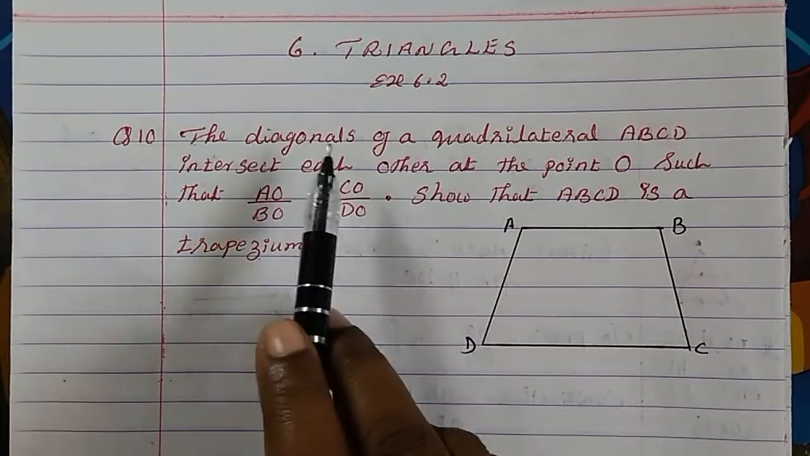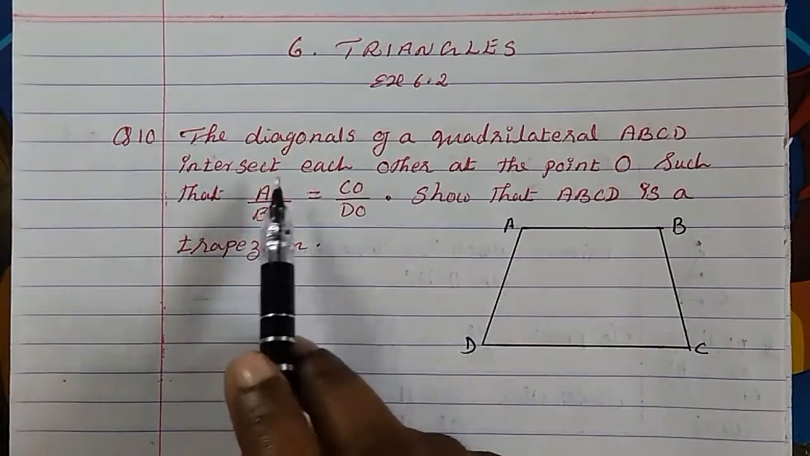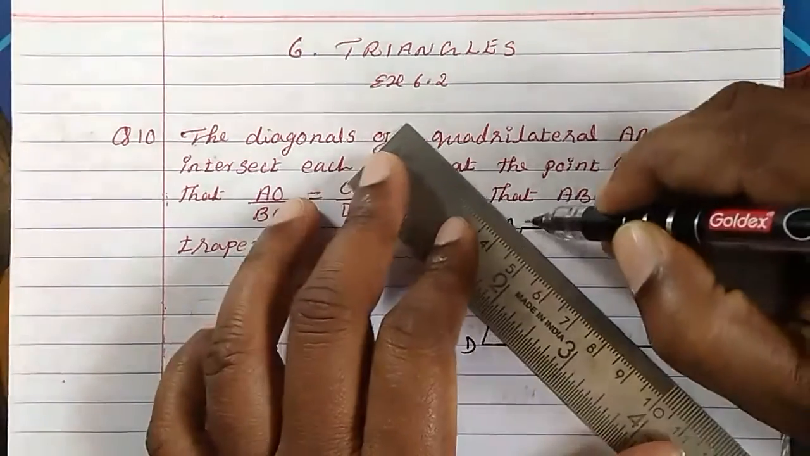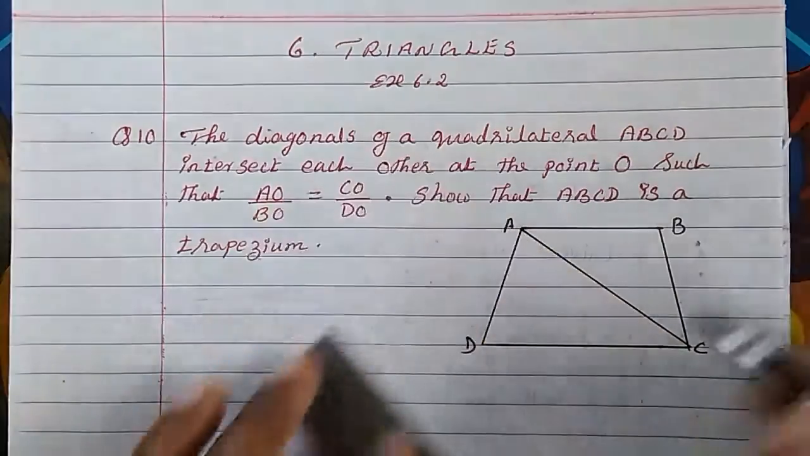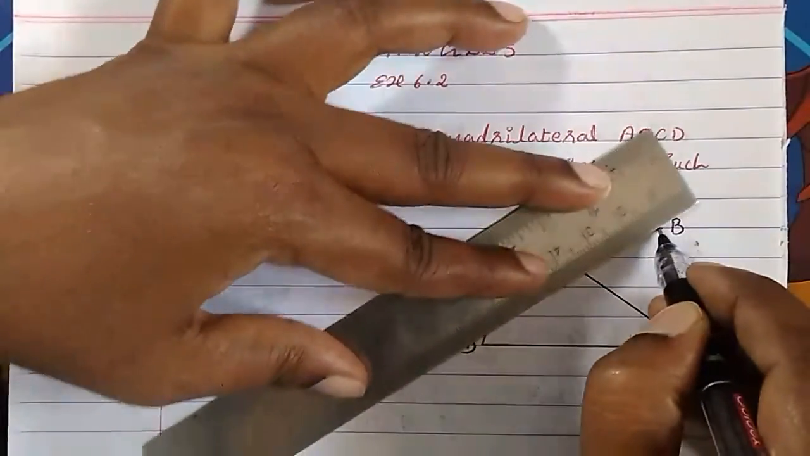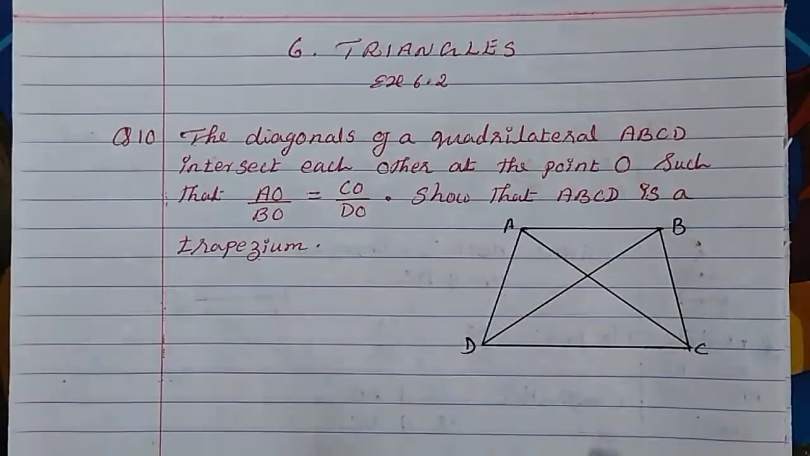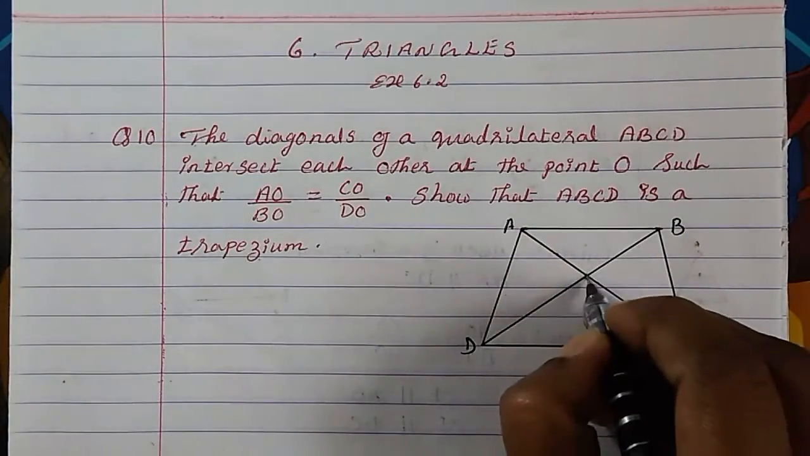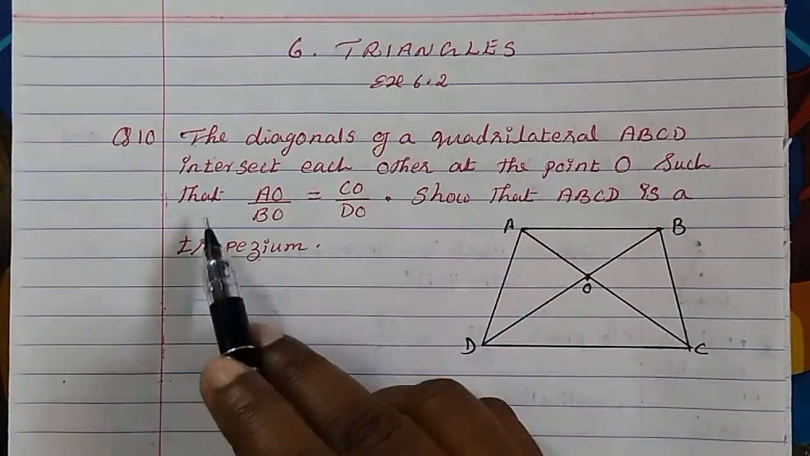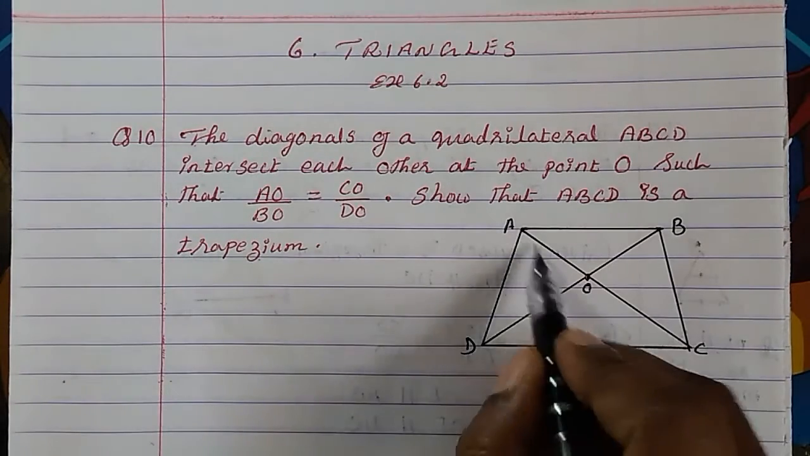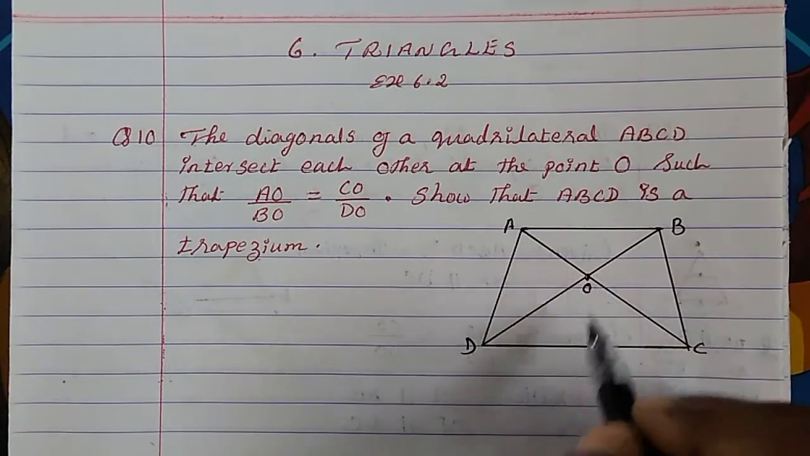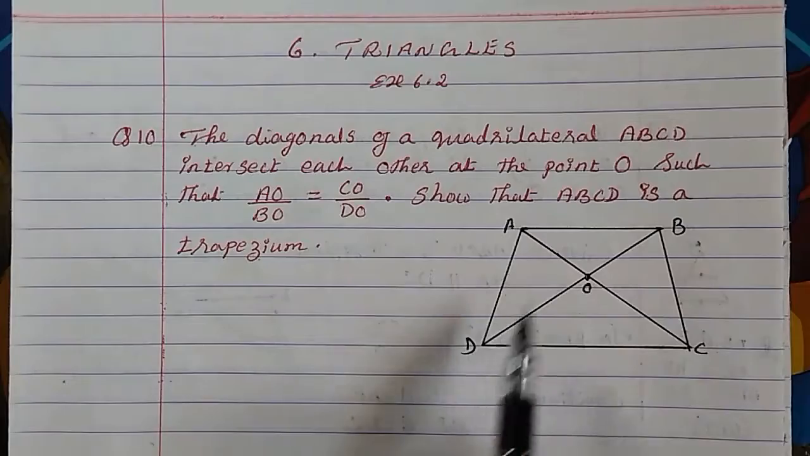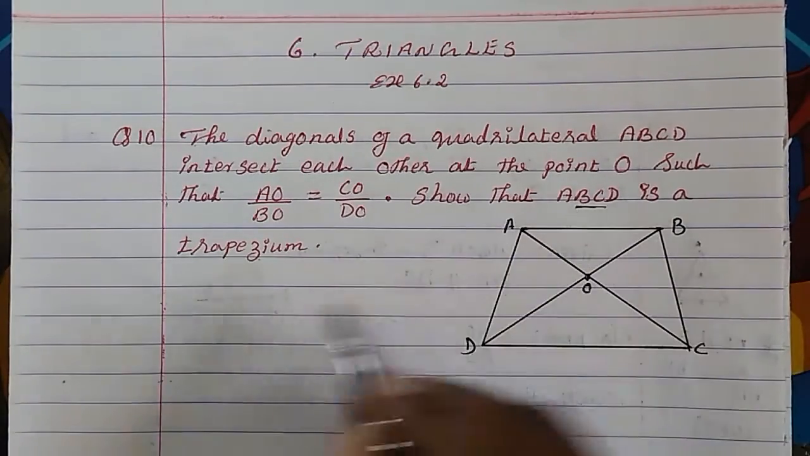Okay, so let's see. The diagonals of a quadrilateral ABCD intersect each other at the point O. So let's draw a diagonal. This is one diagonal AC. This is another diagonal BD. So the diagonals of the quadrilateral ABCD intersect each other at the point O, such that AO upon BO is equal to CO upon DO. Okay. So now what we have to prove? Show that ABCD is a trapezium.